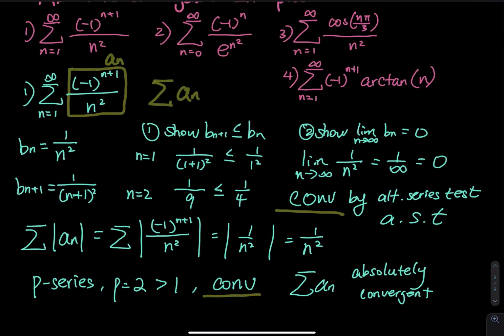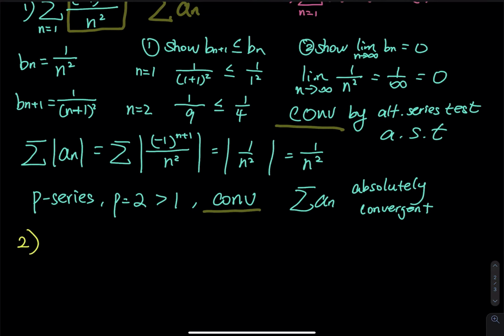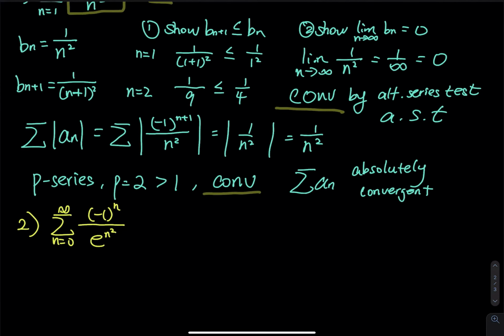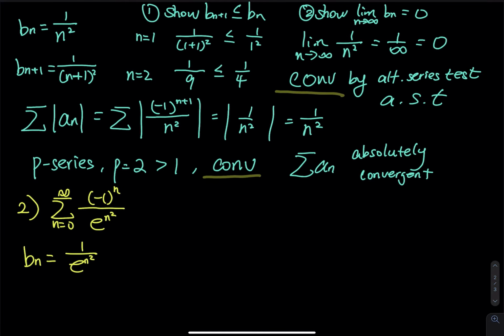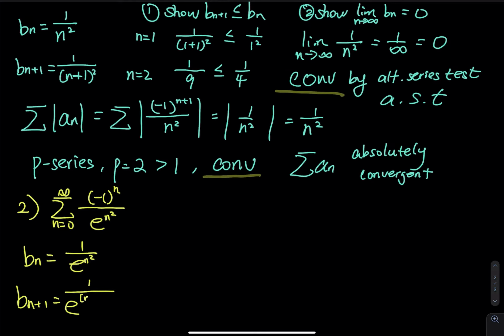So problem number 2, we have the sum, n goes from 0 to infinity, -1 raised to the n, so that is still an alternating series, e raised to the n squared. Alright, so this is an alternating series, so the Bn is 1 divided by e^(n squared), so we just take away the alternating term, and then we also need to find the next term, which is 1 divided by e to the (n plus 1) squared. All right, so number one, we have to show that Bn plus 1 is less than or equal to Bn.